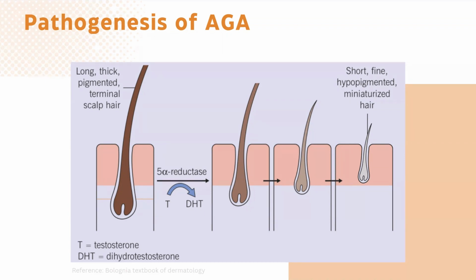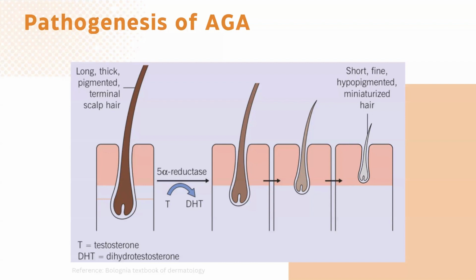So the hair shaft that will come from the factory will also be small. So instead of having thick, terminal, pigmented hair, with each cycle the hair becomes shorter, finer, and the pigmentation is less. Okay? So this is what we call miniaturized hair.